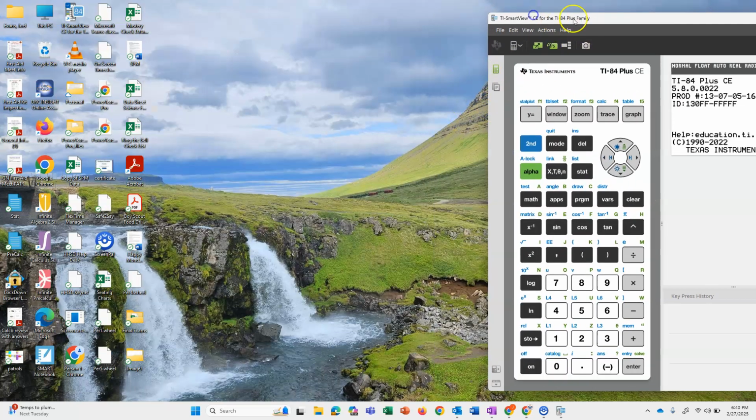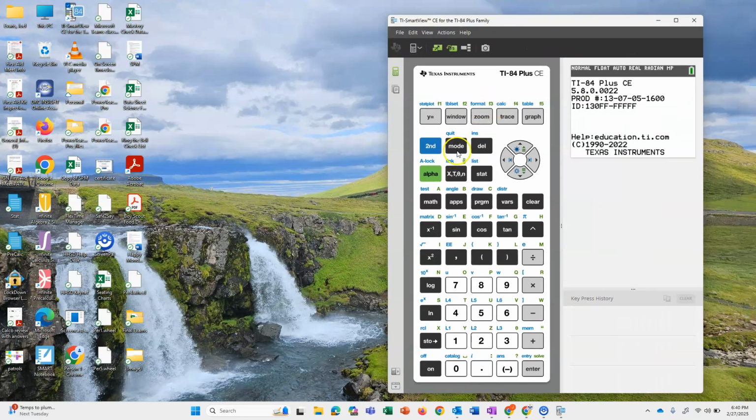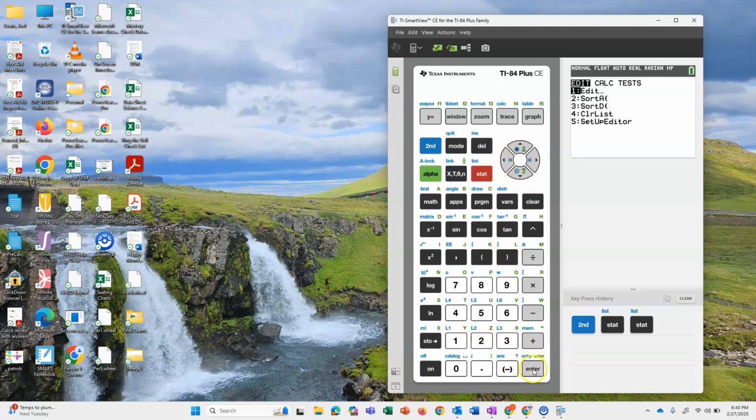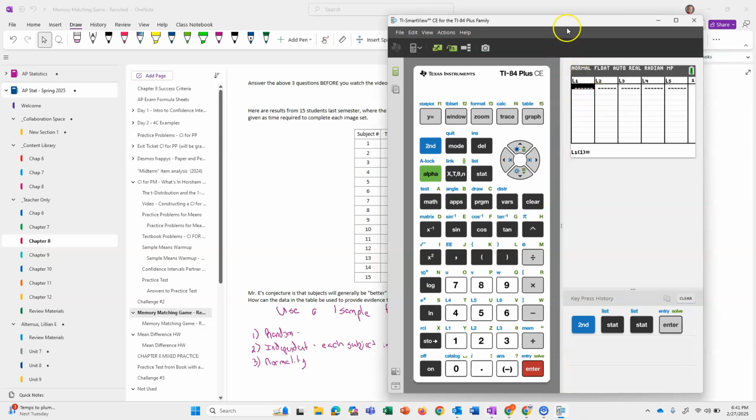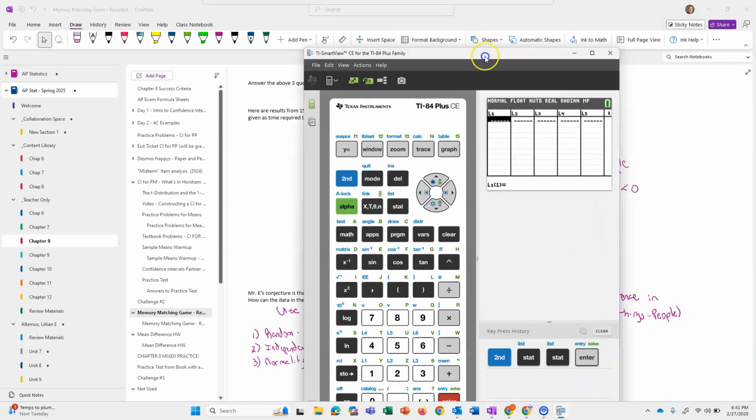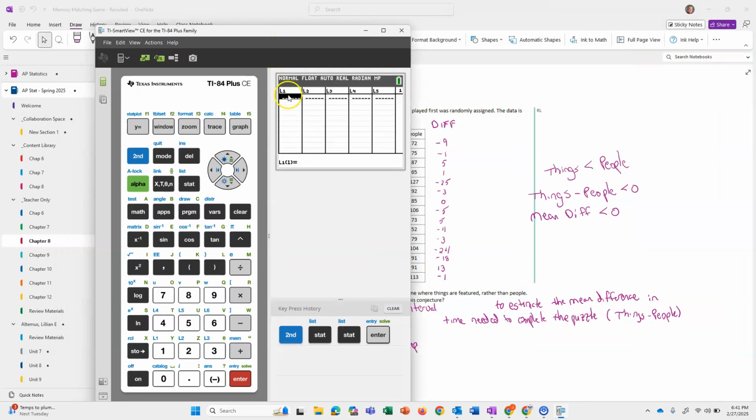All right, so we're going to go to Stat, Edit, list 1. And now I need to enter in the scores, the differences. So I'm going to put the differences in list 1.